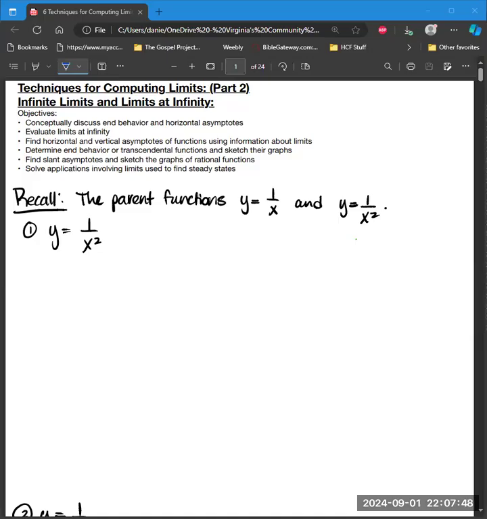In this video, we're going to finish up our discussion of techniques for computing limits. This is the second part, and we're going to talk about infinite limits and limits at infinity. So let's go ahead and get started here.